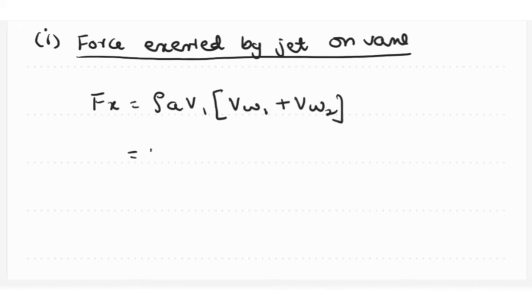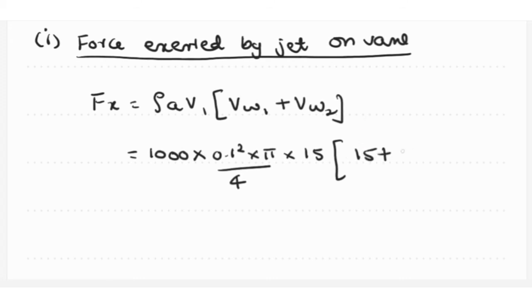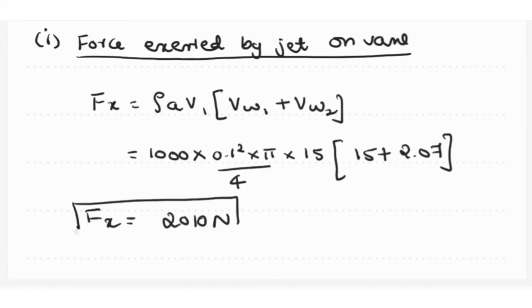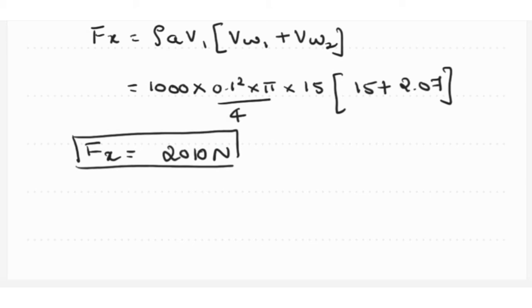so it is plus because the angle is acute Vw2, so that is equal to 1000 into diameter is given as 100 mm, so that is equal to 10 centimeter, 0.1 square into pi divided by 4, that will be area, into velocity of jet is 15. So Vw1 that is equal to v1 is equal to 15 plus Vw2 we got it as 2.07. So if you substitute and calculate, you will get Fx is equal to around 2010 Newton will be the Fx.